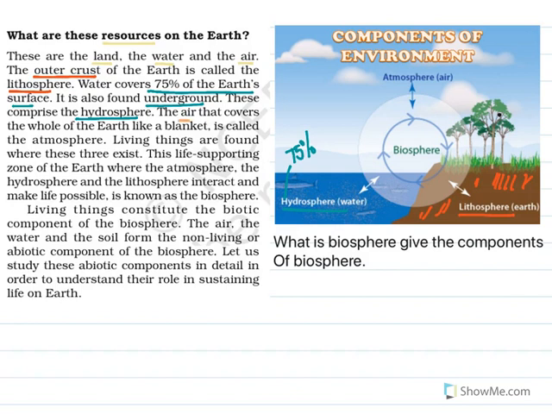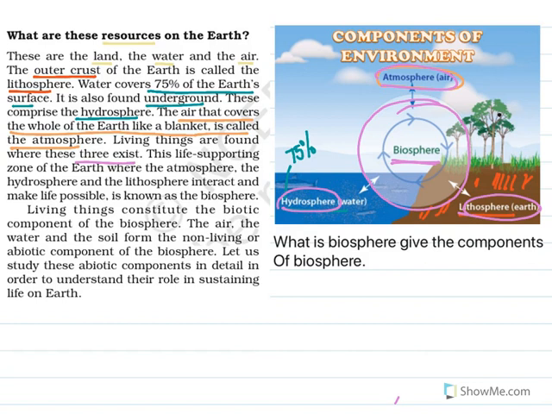And then we have the air that covers the whole of the earth like a blanket and is called the atmosphere. So the air which surrounds the earth is called the atmosphere. Now the atmosphere, the hydrosphere and the lithosphere all meet in a certain life supporting area, and that is called the biosphere. So living things are found where these three exist. Which three? The atmosphere, hydrosphere and the lithosphere.